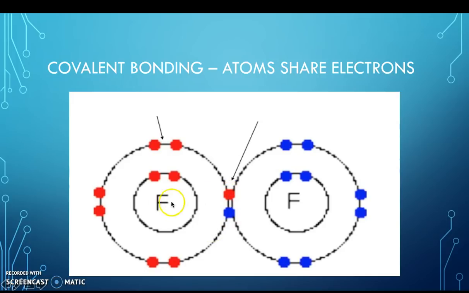So we can see here these 2 fluorine atoms. We see this one has red dots, this one has blue dots. If they share these 2 in between, so the blue one shares with the red, they now have 8 in that outer ring. This pair up here that is not bonded, same as this pair, same as this pair, those are called lone pairs. They are not bonded pairs. This pair here that holds these 2 together is what we call a bonding pair.